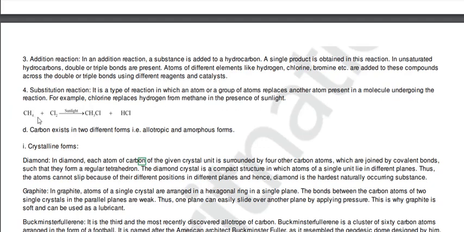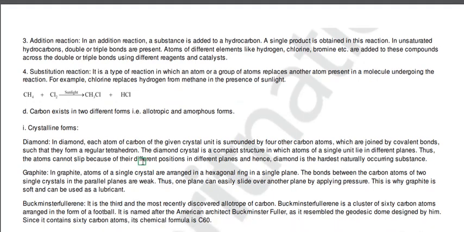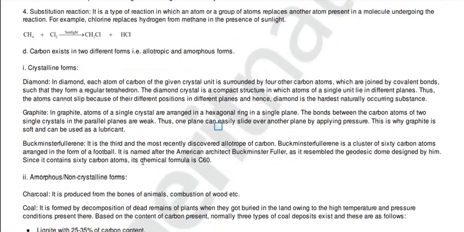D. Carbon exists in two different forms, i.e. allotropic and amorphous forms. 1. Crystalline forms. Diamond. In diamond, each atom of carbon of the given crystal unit is surrounded by 4 other carbon atoms, which are joined by covalent bonds, such that they form a regular tetrahedron. The diamond crystal is a compact structure in which atoms of a single unit lie in different planes.